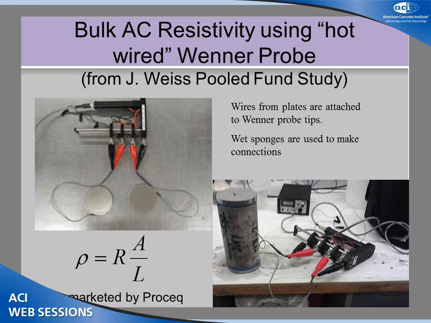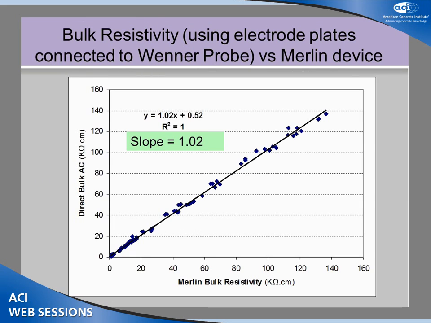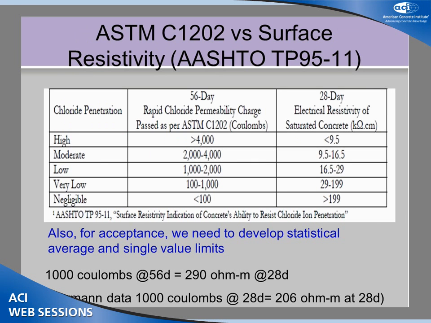Now, Jason Weiss did a lot of work for the highway group on doing the Wenner probe, because the highway departments have been keen on this Wenner probe device. And he actually developed what I call a hot-wired version of it, where you put jumper cables on the 4 probes and run it to 2 plates, and basically you measure bulk resistivity from end to end on those 2 steel plates on the ends. And when he does that, he gets the same number. So there's the direct AC from the bulk resistivity using the same hot-wired version versus the bulk resistivity from one of the commercial devices. So we're getting the same slope.